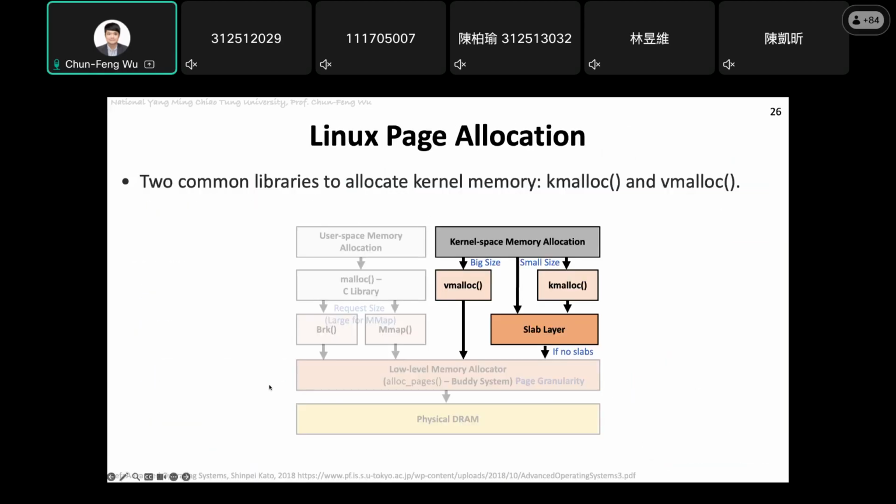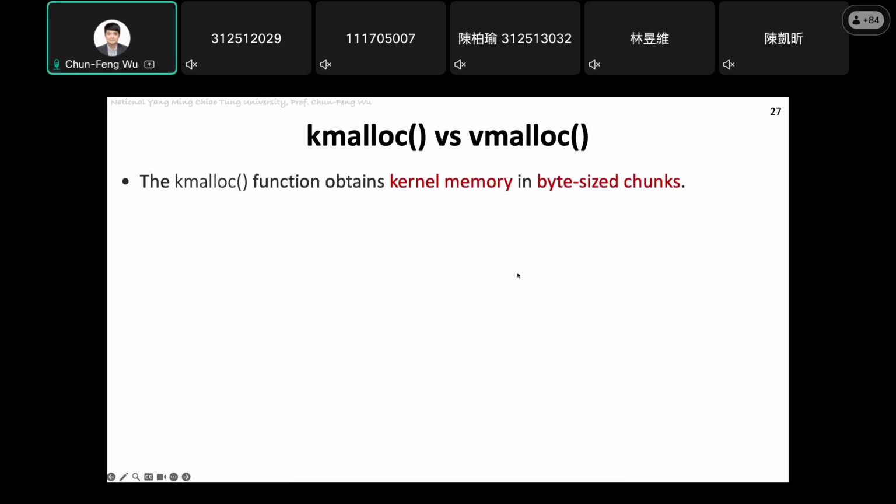Okay. So later on is the two kinds of memory allocation provided by the kernel. One is called kmalloc, kernel memory allocation, and the other is vmalloc, virtual memory allocation. So kmalloc function obtains kernel memory in byte-sized chunks.